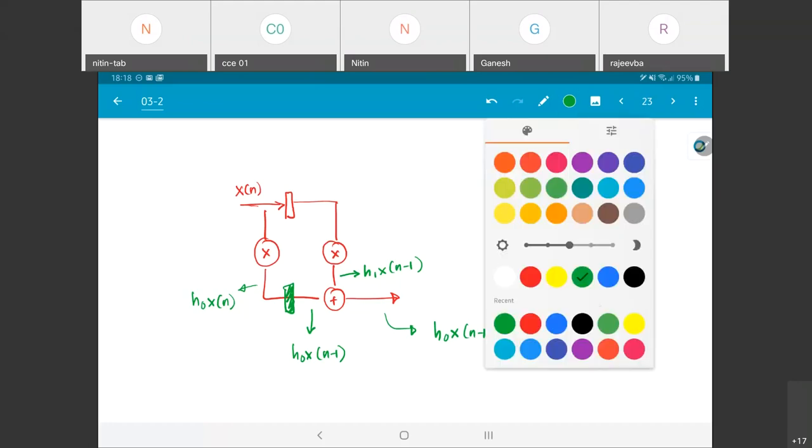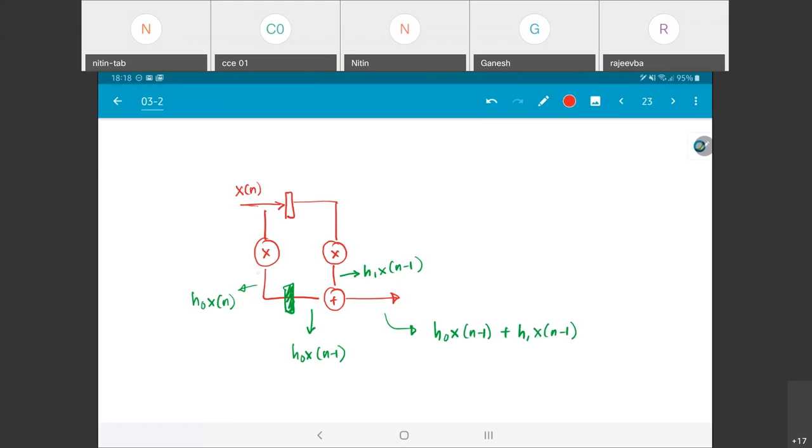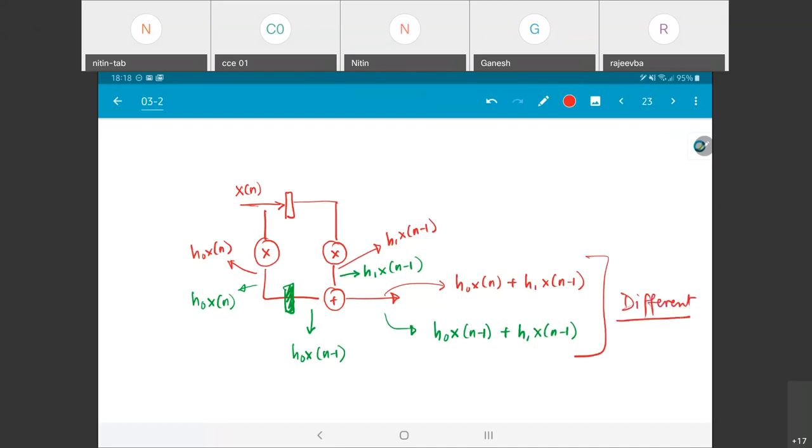What should it have been according to the original? What I had was H0 X of N here, and H1 X of N minus 1 here. And what was being produced over here was H0 X of N plus H1 X of N minus 1. You'll notice that these are fundamentally different. The transfer function is different, the behavior is different. The green one, in fact, is just taking the value X, delaying it by something and multiplying it by the constant H0 plus H1. There is no filtering, nothing else happening over there.